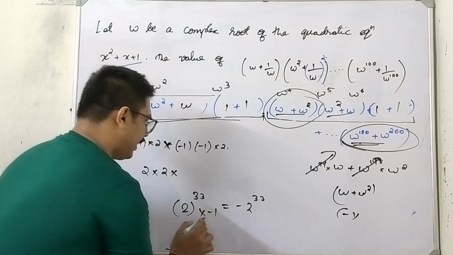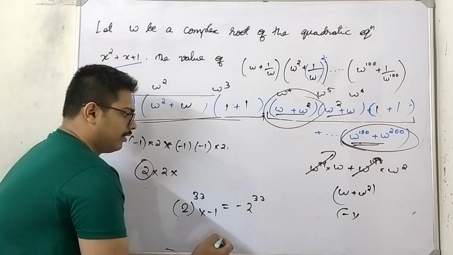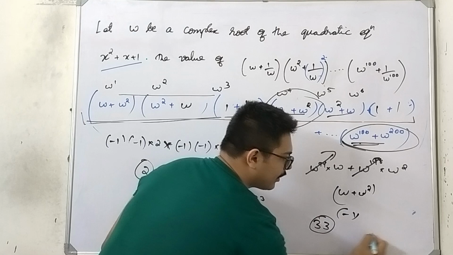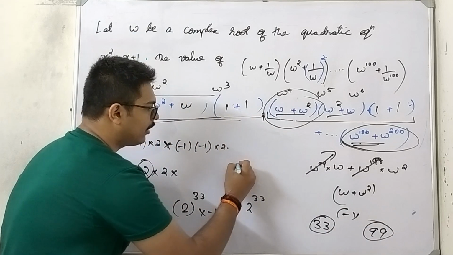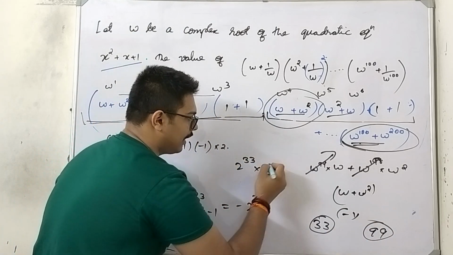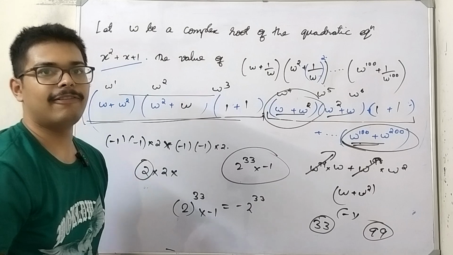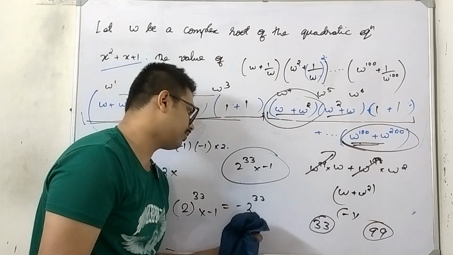That's why each group of 3 will give value 2. There are 33 groups forming 99 terms, which will be 2 raised to 33, and the last term will contribute a negative 1. So our answer is minus 2 raised to 33.